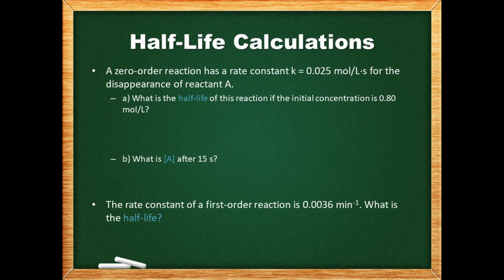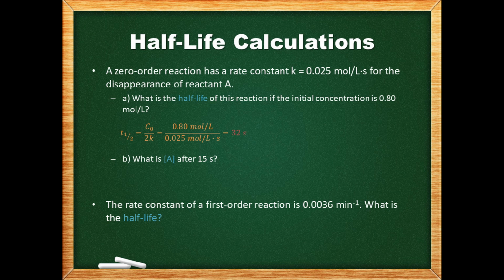A zero-order reaction has a rate constant K equals 0.025 moles per liter per second for the disappearance of reactant A. What is the half-life of this reaction if the initial concentration is 0.80 moles per liter? We begin by writing down the half-life equation for a zero-order reaction. If we forgot this equation, we could rederive it by using the integrated rate equation for a zero-order reaction and solving for the time when the concentration is half the initial concentration. We have all the values we need and we get an answer for the half-life.